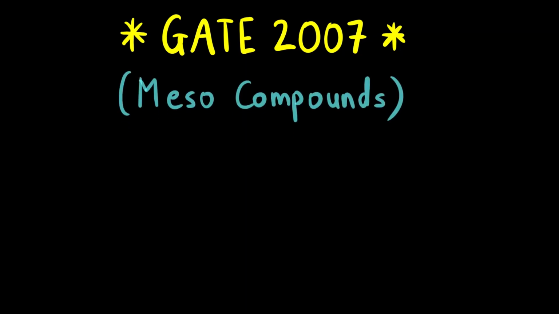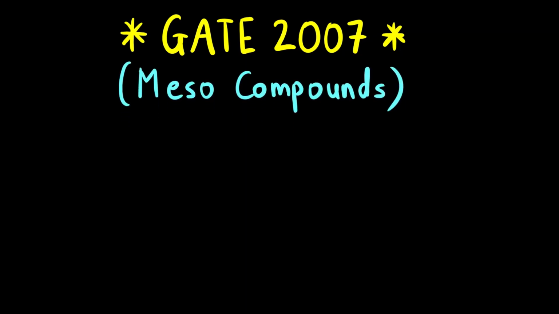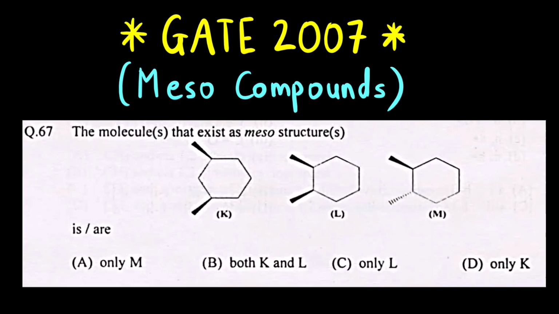So in today's video, we are going to solve this question from the GATE 2007 paper, which is based on the topic of meso compounds. I'd already made a video on how to identify whether a compound is meso or not. I will provide the link in the description if you have not watched that video. The question is: the molecule or molecules that exist as meso structure or structures are. So there are three structures given, K, L and M, and we have to identify which of them are meso compounds.